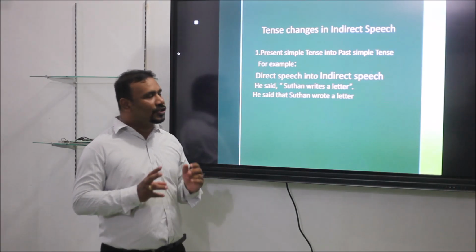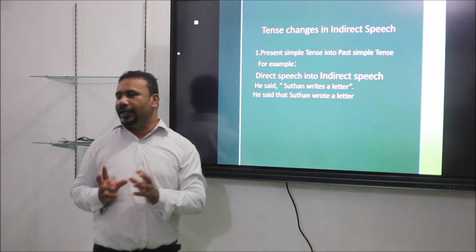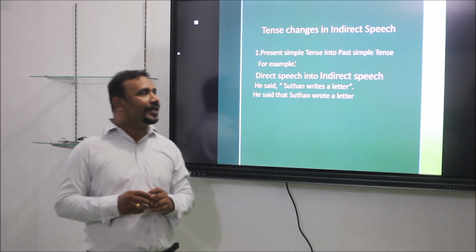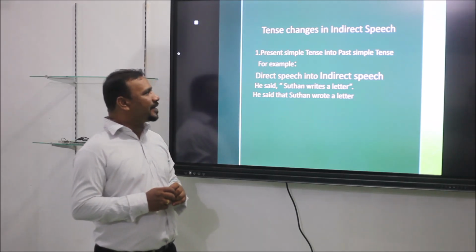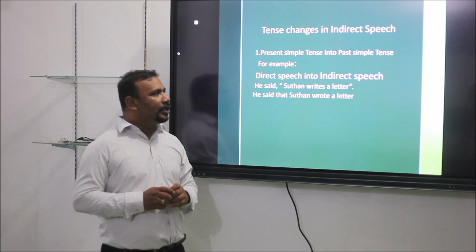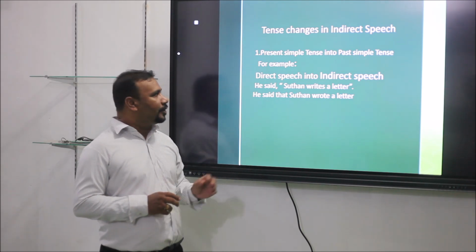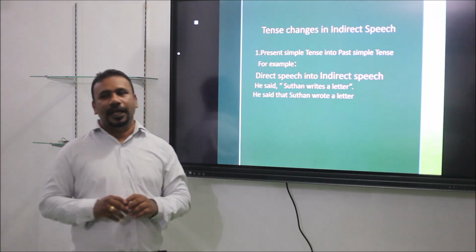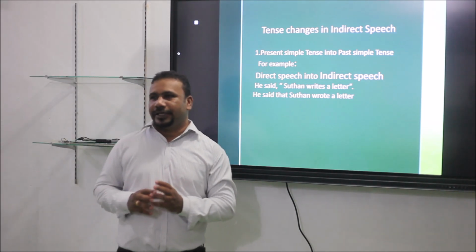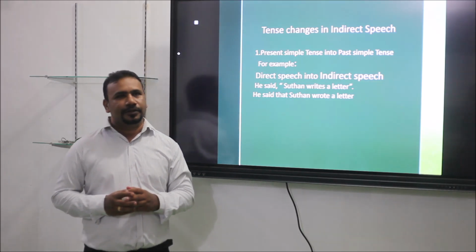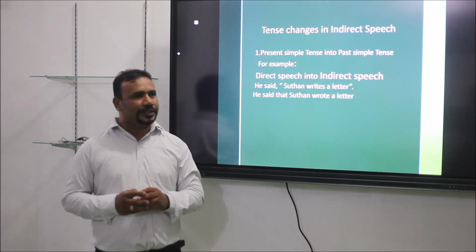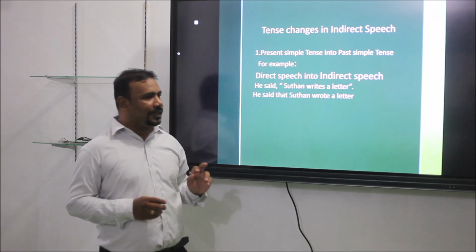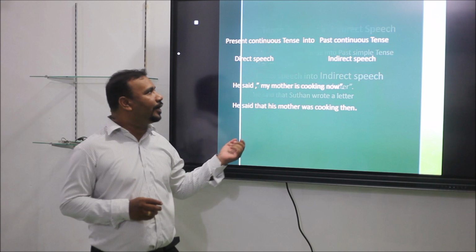Now we can see how direct and indirect speech change in tense. First of all, present simple tense into past simple tense. For example, he said, "Sudan writes a letter." If we change that, he said that Sudan wrote a letter. I have changed the present tense into past tense. Now let's go to the second one.